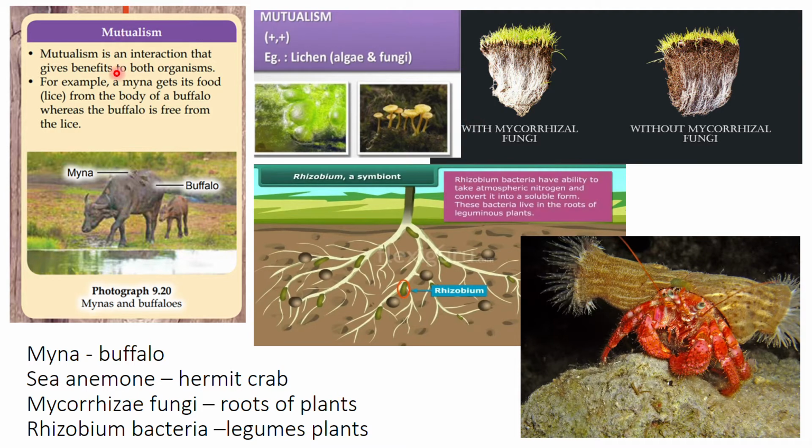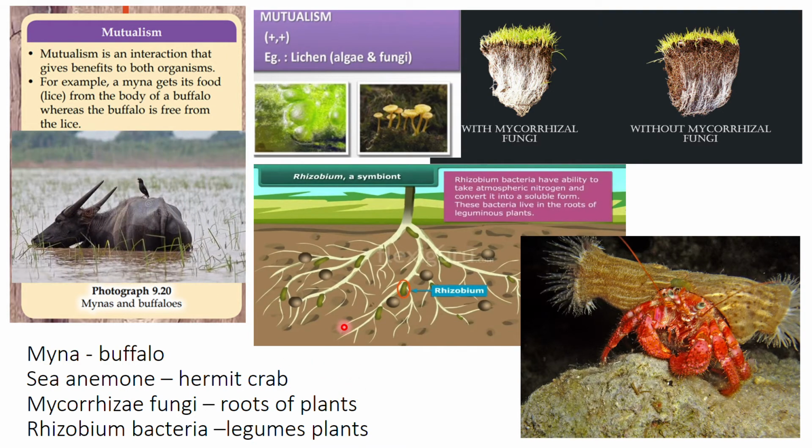What is mutualism? It's an interaction that gives benefits, kebaikan, to both organisms. Dua-dua organisma yang berinteraksi itu mendapat kebaikan ataupun faedah. So a few examples are given here. Let's look into it one by one.